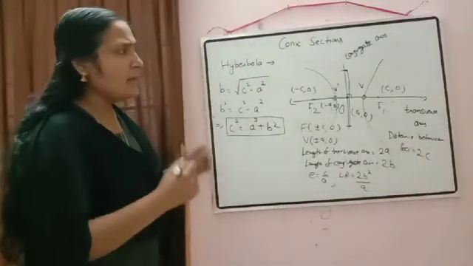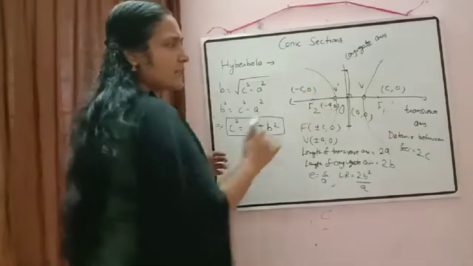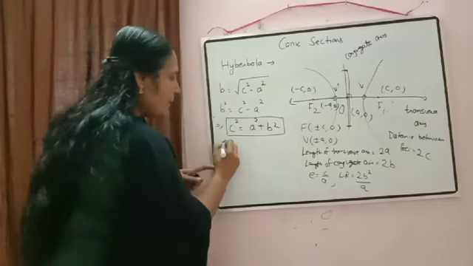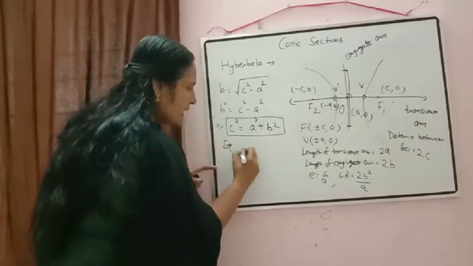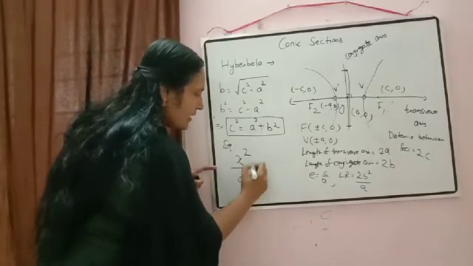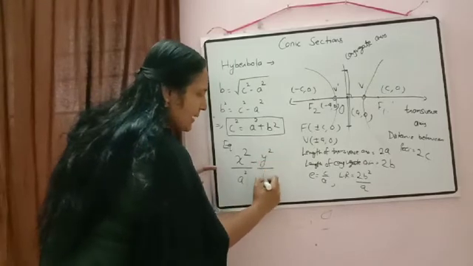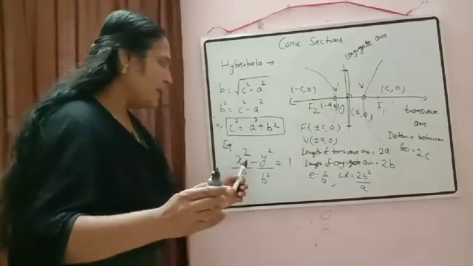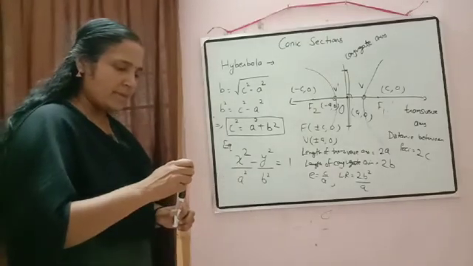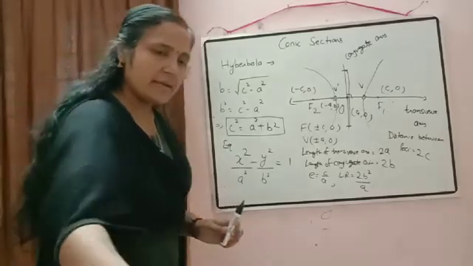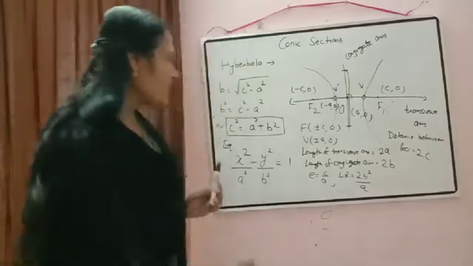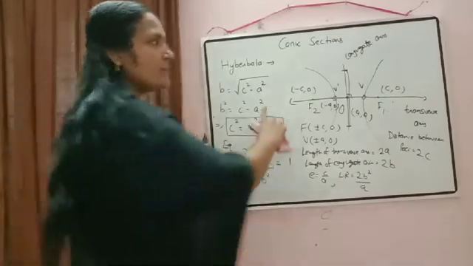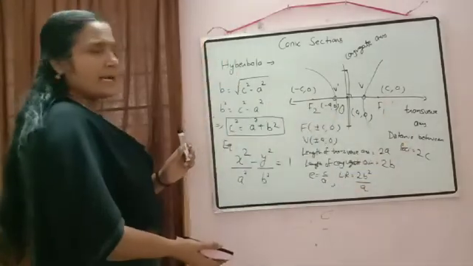So now when the diagram is in this way, means when the transverse axis is along x-axis, then your equation of hyperbola will be equal to x square by a square minus y square by b square is equal to 1. What is the change there? In ellipse we have plus here. Now here we are having a minus sign. x square by a square minus y square by b square is equal to 1, when your transverse axis is along x-axis.